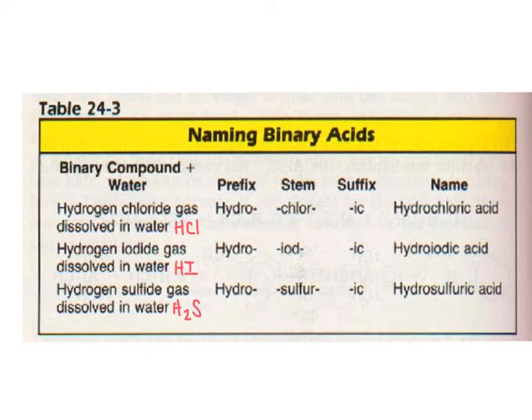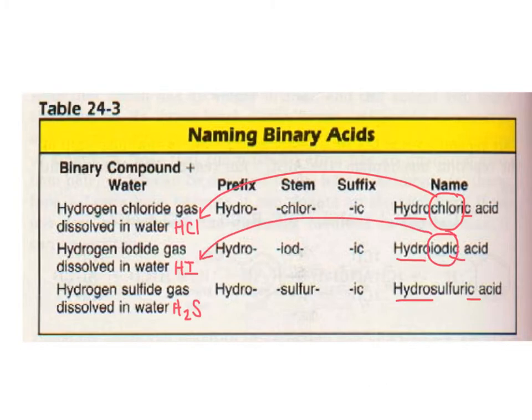There are 3 examples of binary acids on this chart. If we go to the far right, you will see that each one begins with the prefix hydro, ends with the suffix ic, and sandwiched in between are the root of the nonmetal that is found in the chemical formula. It does not matter how many hydrogen ions are in the formula when naming a binary acid.